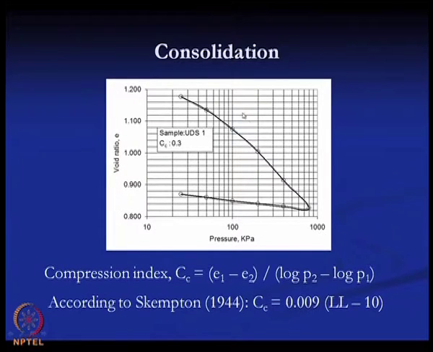Here, from the slope of the loading curve, we can determine the compression index. The compression index Cc is equal to e1 minus e2 divided by log P2 minus log P1, where e1 is the void ratio corresponding to pressure P1 and e2 is the void ratio corresponding to pressure P2. So, Cc is basically the slope of this loading path. According to Skempton, we can also determine Cc as 0.009 times (LL minus 10), where LL is the liquid limit. In this way also we can determine the value of Cc.